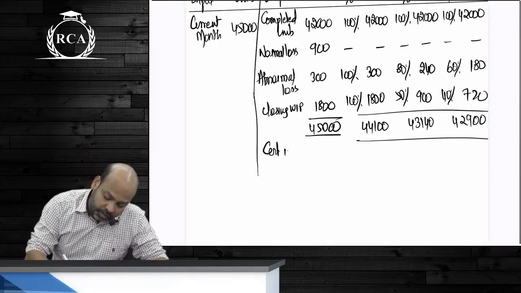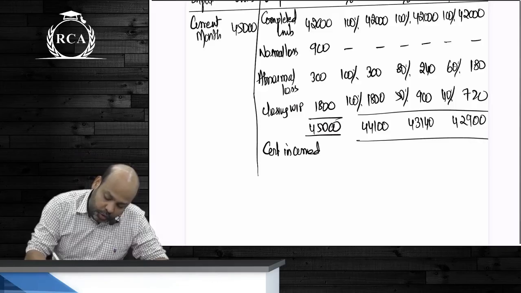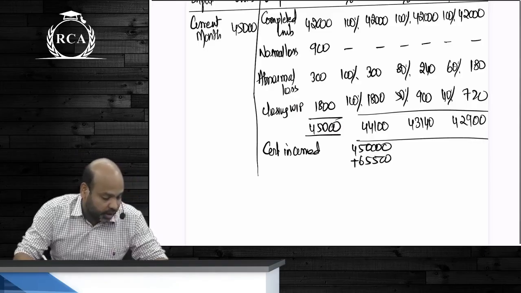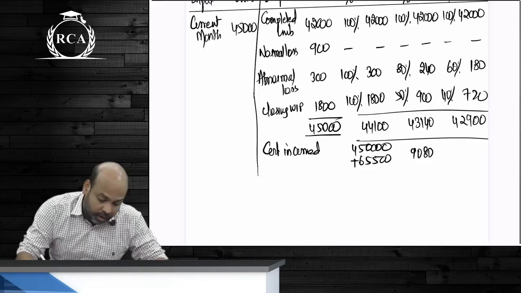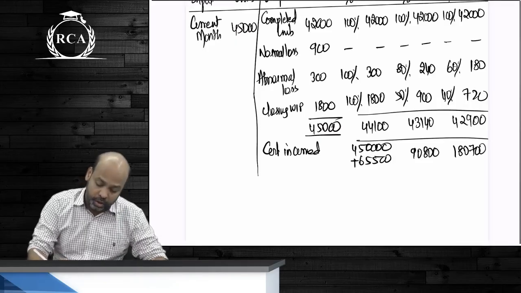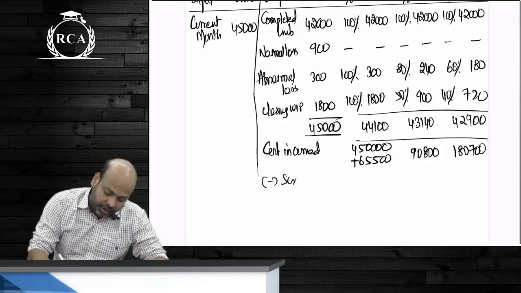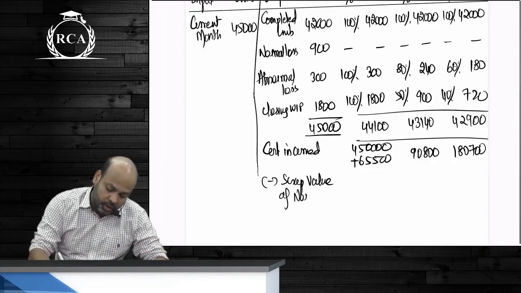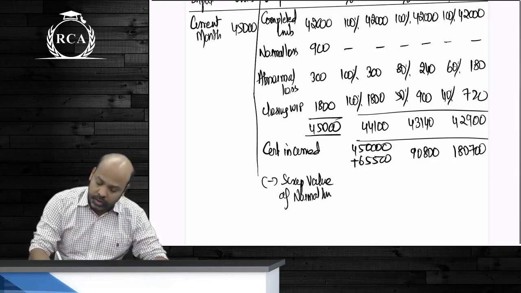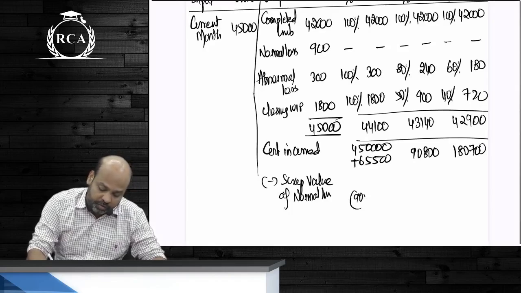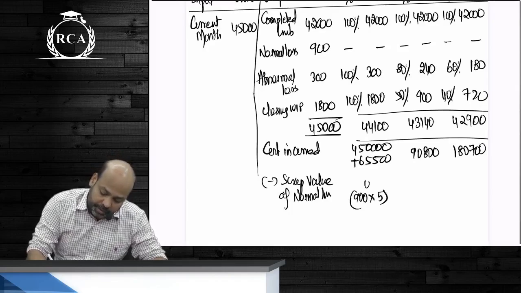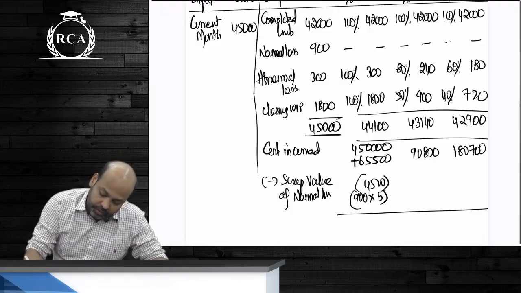Cost incurred: basic raw material is going to cost you how much? 4,50,000. The other raw material that we introduced was 65,500. Labor 90,800. Overheads 1,80,700. What do you deduct? Do you deduct scrap value of both normal and abnormal loss or only normal loss? Only normal loss. And the scrap value of normal loss will be 900 units multiplied by 5 rupees, 4,500.